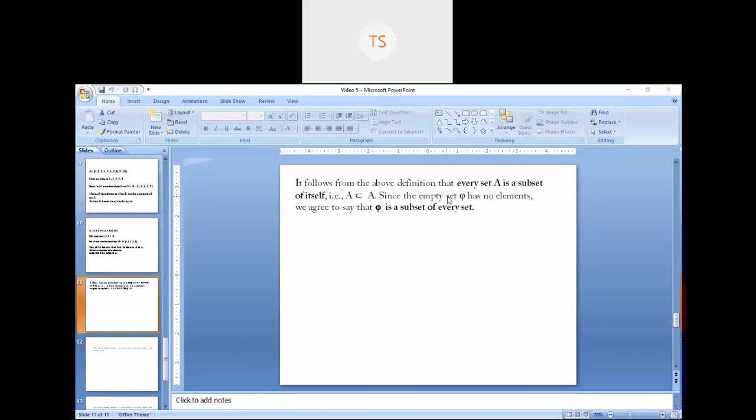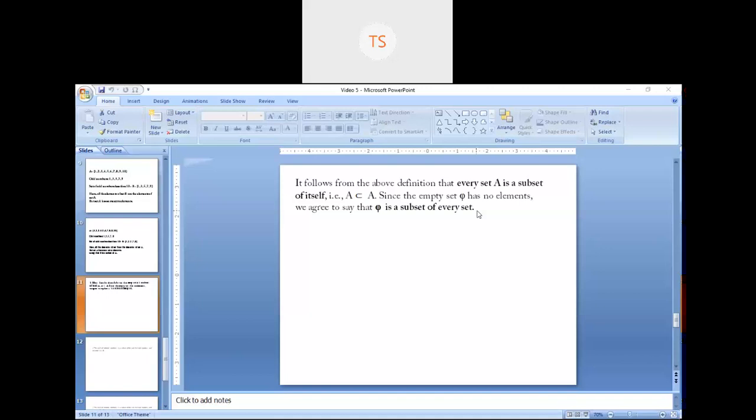Sets with no element. Yes, the set which does not have any element. Now since the empty set phi has no elements, we agree to say that phi is a subset of every set. That means suppose you have a set capital A and the elements of capital A are like the previous one: 1, 2, 3, 4, 5, 6, 7, 8, 9 and 10. So obviously from the definition of empty set you can say that the empty set is a subset of capital A.